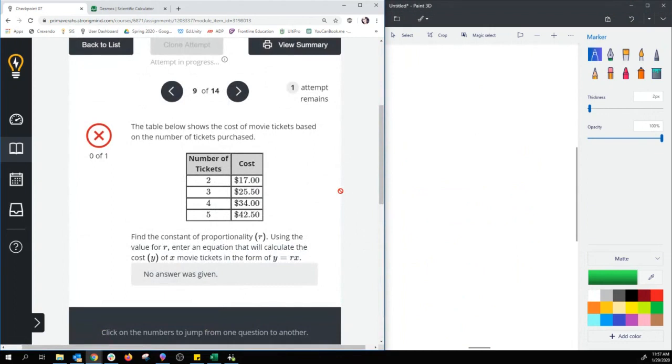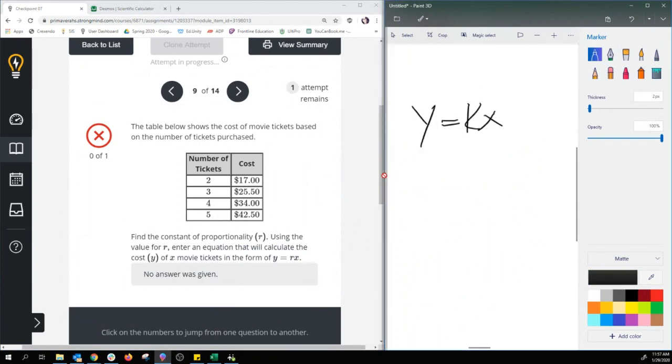The table below shows the cost of a movie ticket based on the number of tickets purchased. Find the constant of proportionality, R, using the value for R, enter an equation that will calculate Y, the cost of X movie tickets in the form Y equals RX. So this looks very similar to our Y equals K times X formula, right? Except instead of K, we're using R.